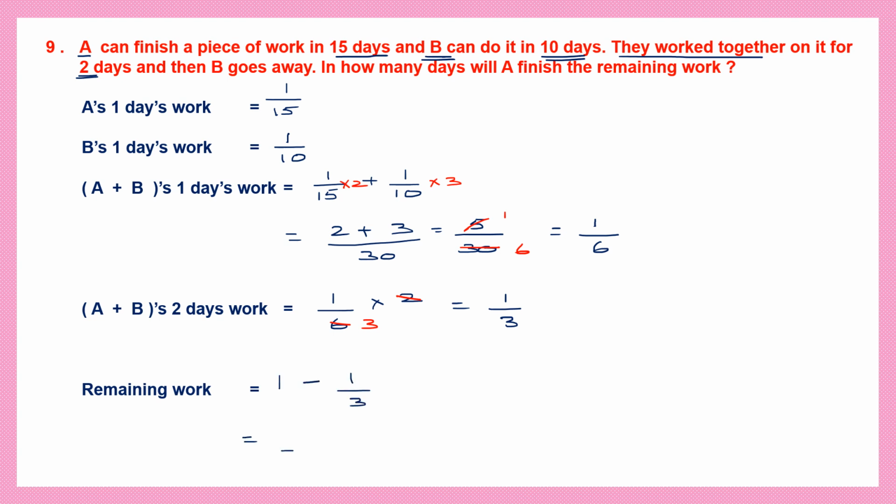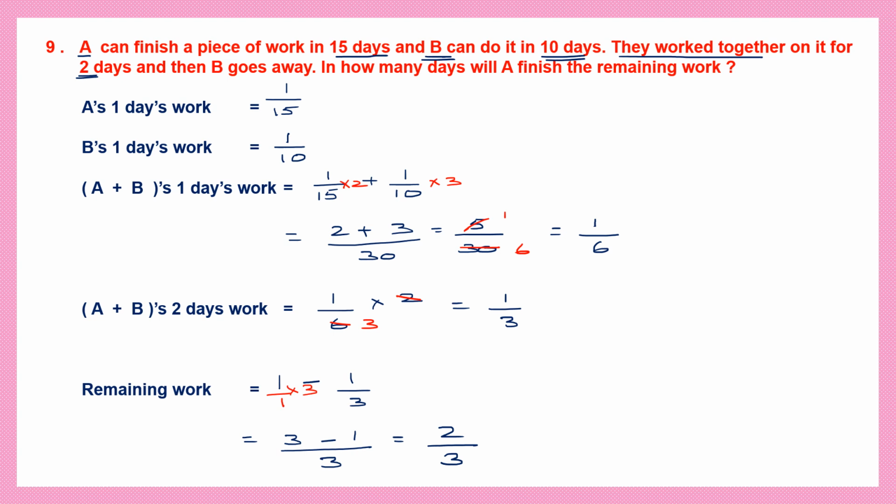So here the LCM will be 3. Denominator here is 1. So multiply this by 3. So that becomes 3 minus, since we have the same denominator, we can write the same numerator. So that is 1, which is 3 minus 1, 2 by 3. So the remaining work is 2 by 3.